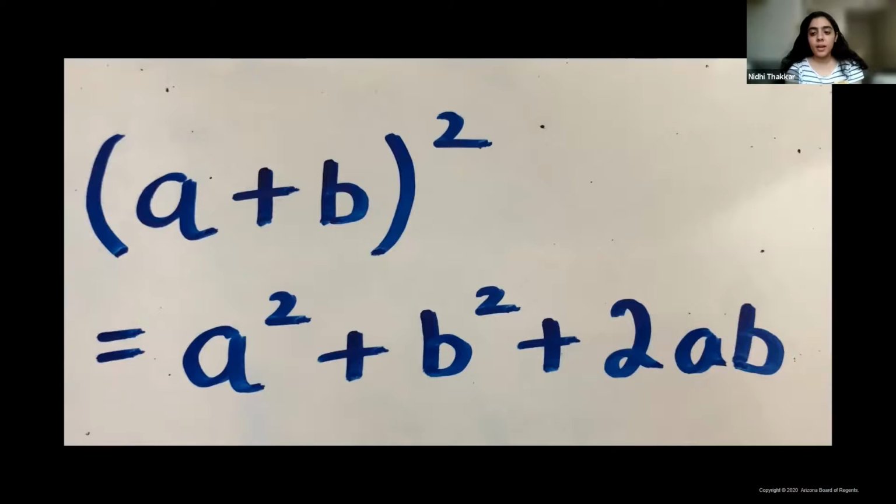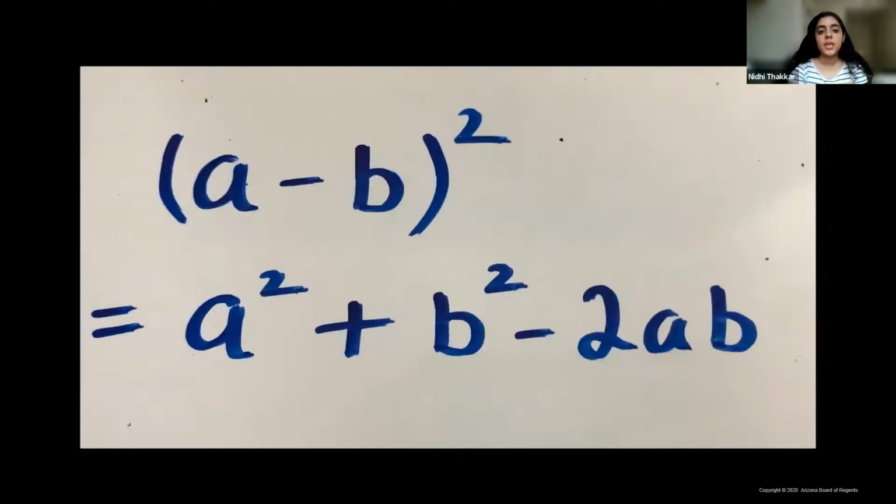The next identity would be (a minus b) to the whole square, which basically gives us a square plus b square minus 2ab. The only thing different here is that in the previous one, it was plus 2ab, and here it's negative 2ab. And the rest is the same thing.